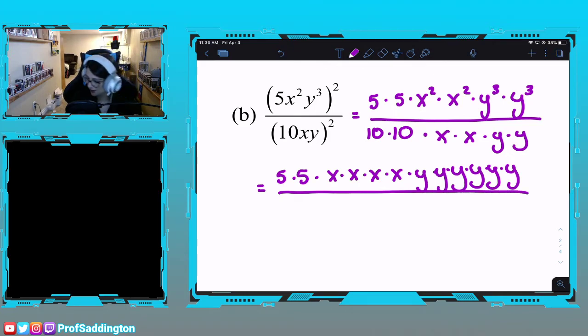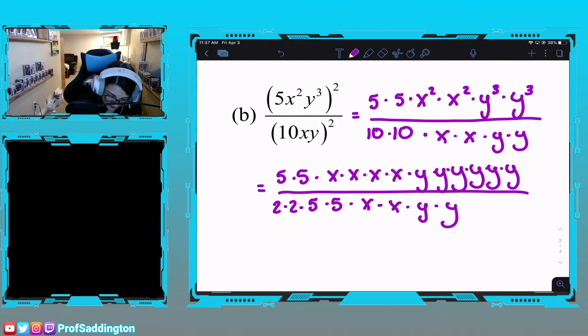All over, 10 can be broken up into 2 times 5. So I have a 2 times 5 and a 2 times 5. So 2 times 2 times 5 times 5. And then its variables are already broken up for us. And now we can do a bunch of simplifying. So my 5's cancel out. I've got 2 y's that are going to cancel out. And I've got 2 x's that are going to cancel out.